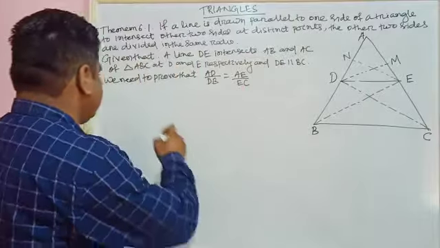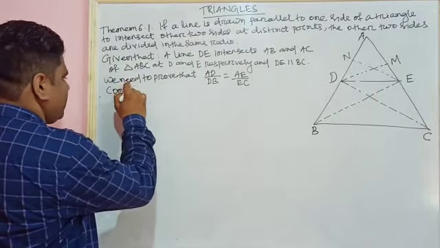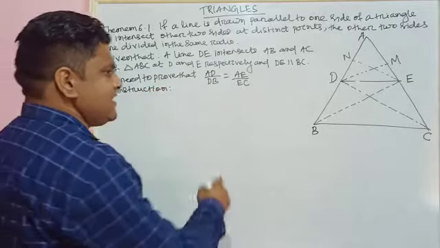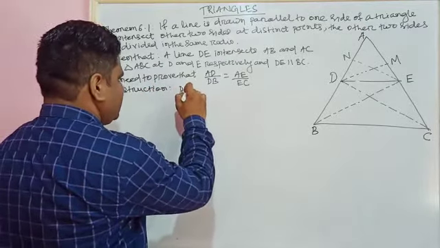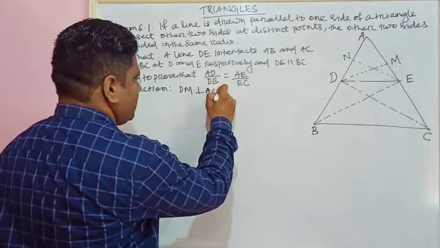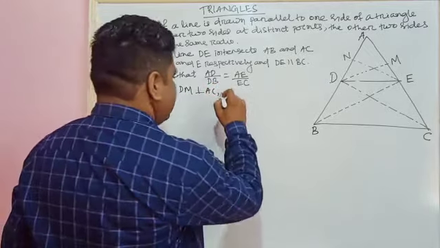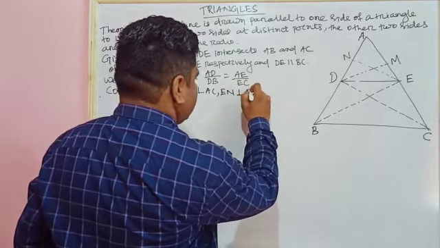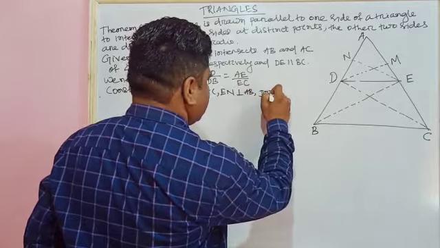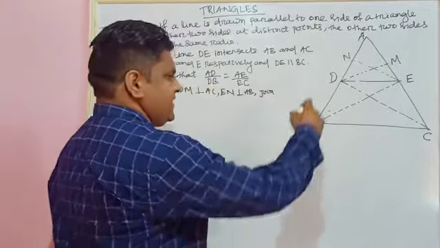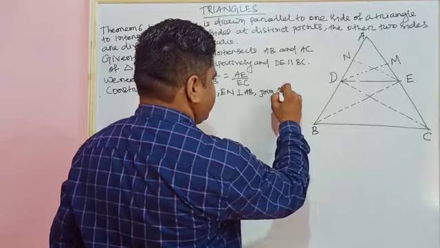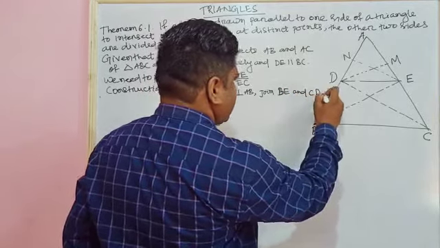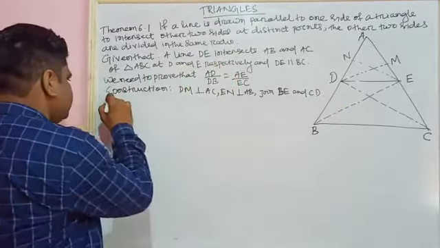So our construction is: first one is DM perpendicular to AC. Another one is EN perpendicular to AB, and join BE and CD. Now let's prove this.